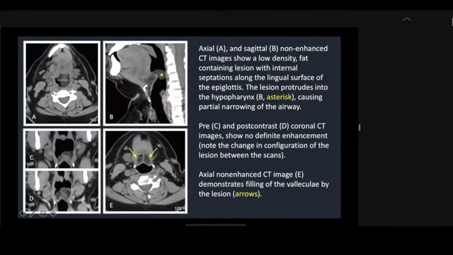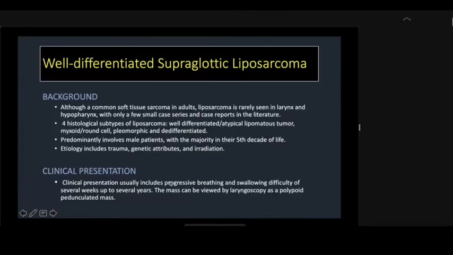So here we have selected axial and sagittal non-enhanced CT scan images that show a hypodense fat-containing lesion along the lingual surface of the epiglottis, protruding into the hypopharynx posteriorly, and we can appreciate some thin, faint internal septations. Pre- and post-contrast images in coronal plane show no definite enhancement. Further down, we can see that the lesion is filling the vallecula bilaterally. So this was the case of supraglottic liposarcoma.